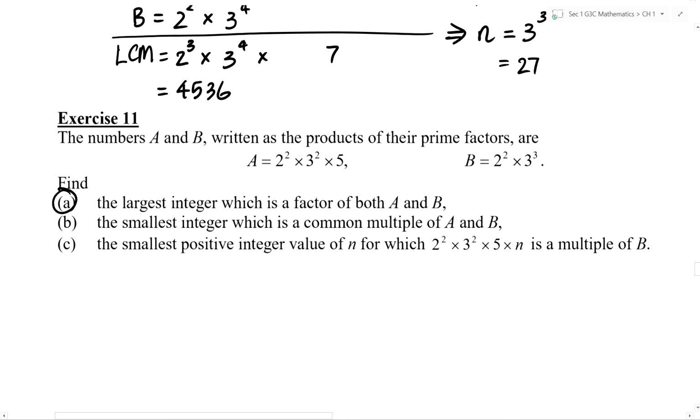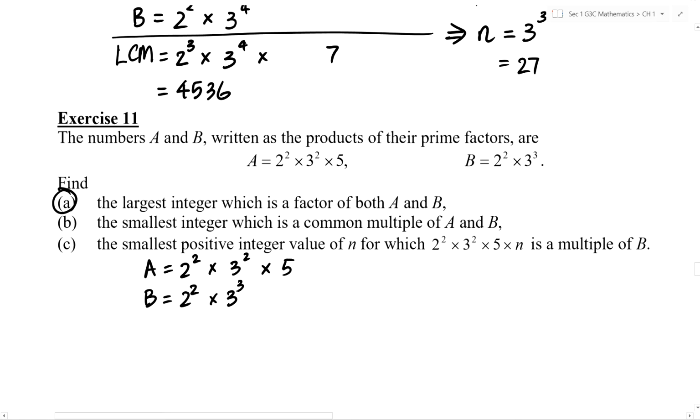We got another 5 minutes till the bell goes. Can I check how many of you have a presentation that looks like this? For part A, you write down A equals 2 squared times 3 squared times 5. Be generous with the spacing. For B, 2 squared times 3 cubed.